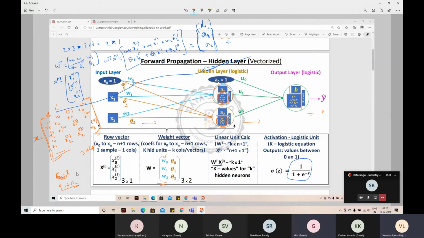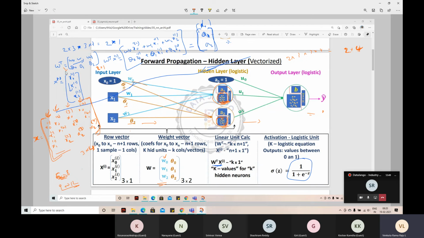Now you multiply this 3 by 4 matrix with W transpose, the 2 by 3 matrix. 2 by 3 into 3 by 4 is equal to a 2 by 4 matrix. You get 2 nodes and 4 columns, because you passed 4 records. They are not columns actually, 4 rows. For each row there will be 2 activation values.